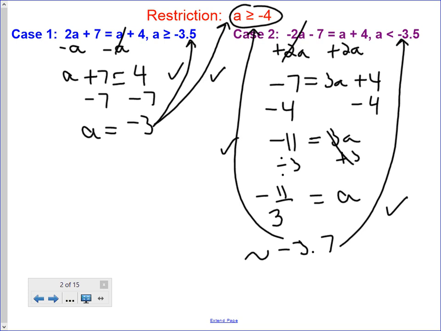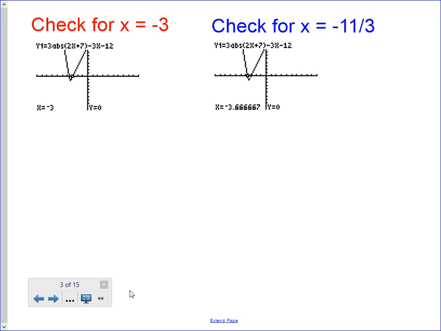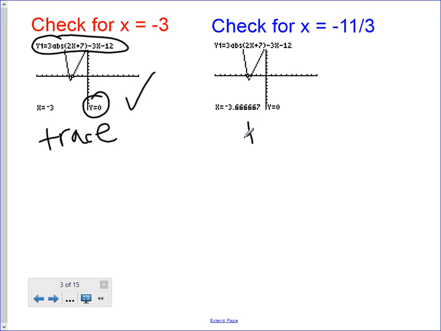So what I want to do now is put it in my graphing calculator. So you can see in my graphing calculator, I've set my equation equal to 0 and put it in y1 right there. And then using my trace function on my calculator, I check my first solution of negative 3. I do trace negative 3, and I get a y value of 0, which means it is the solution. And then again, I use my trace function, and I did trace of negative 11 divided by 3, and it also shows a y value of 0. So I know that is correct as well.